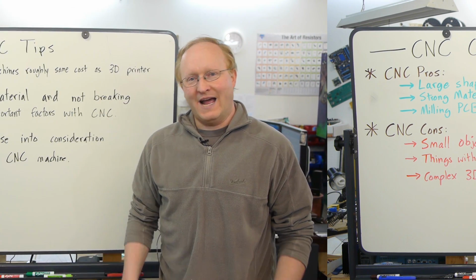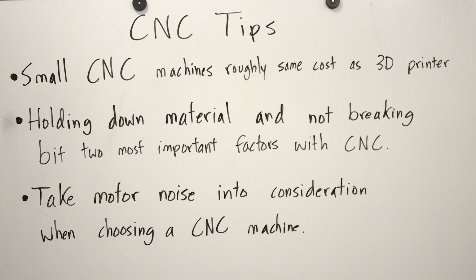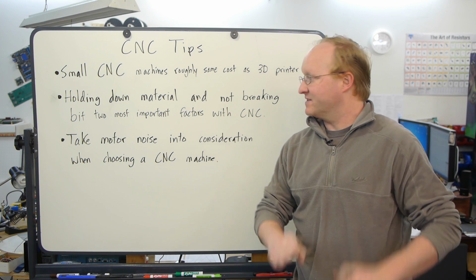They're easier to do on a 3D printer until you get into really advanced CNC machines, but nothing on a tabletop model. And some final CNC tips. CNC machines are roughly the same cost as consumer grade 3D printers, so you could go for one or the other, your choice. Holding down the material and not breaking the bit are the two most important things when it comes to using CNC machines. You have to think about those things the most.